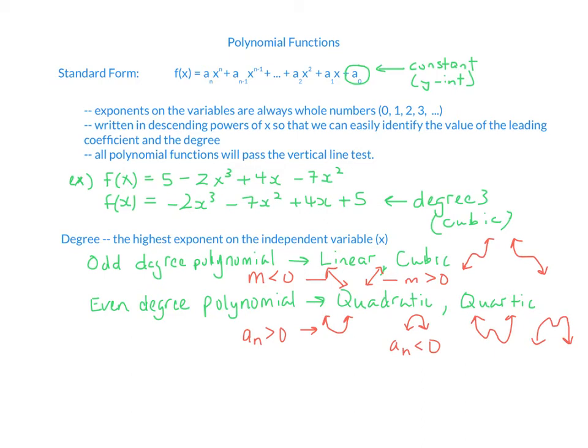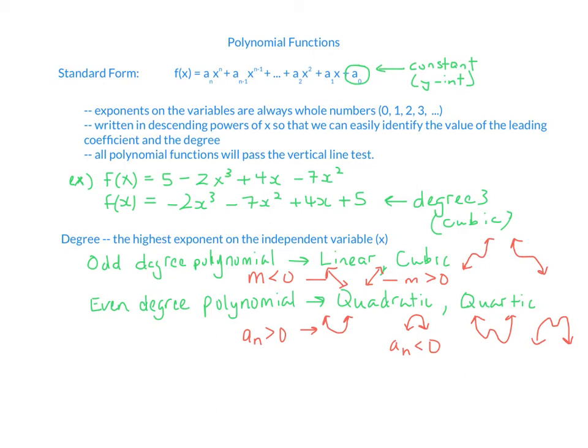So based on your degree and your leading coefficient, you should predict your end behaviors. Based on your degree, whether it's even or odd, and whether your leading coefficient is positive or negative, you can predict what those end behaviors are going to look like.